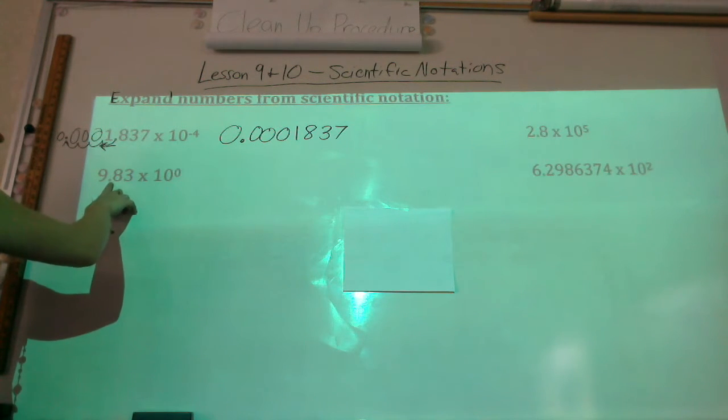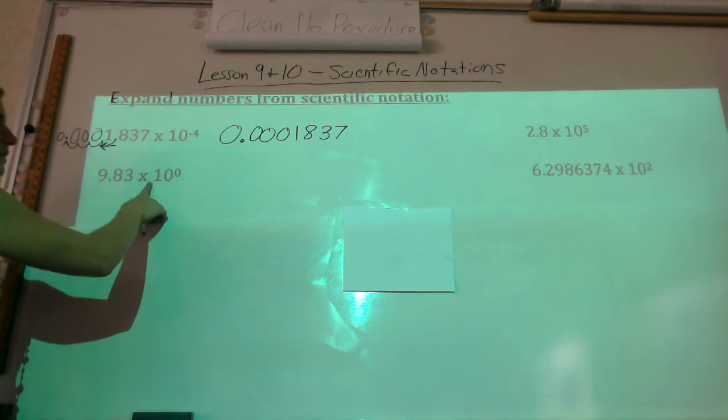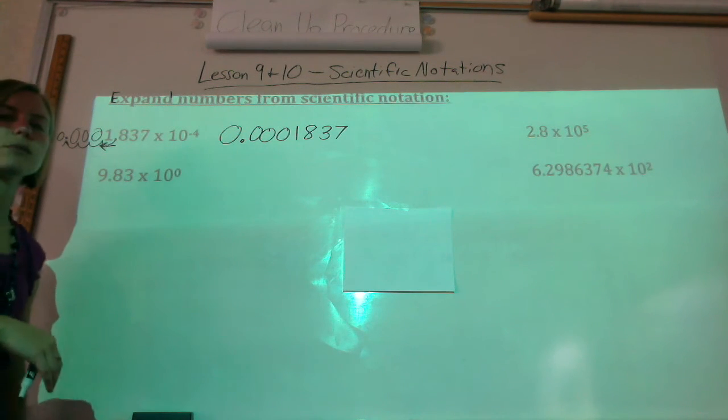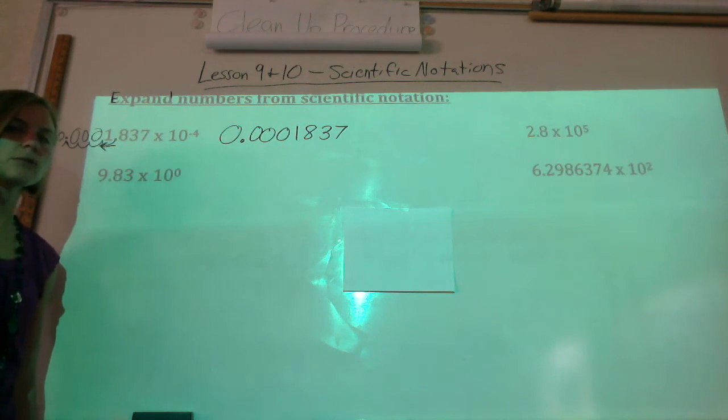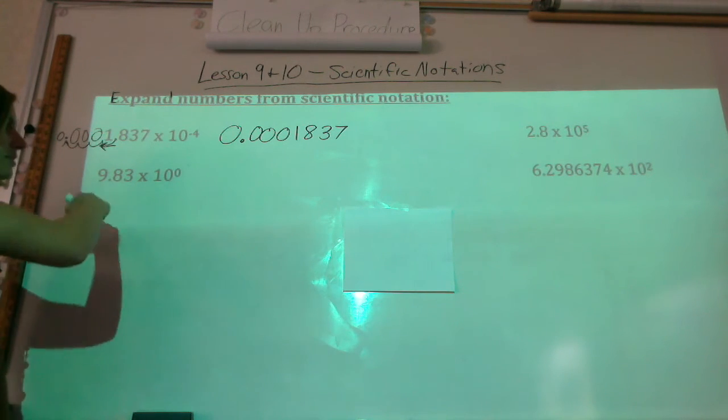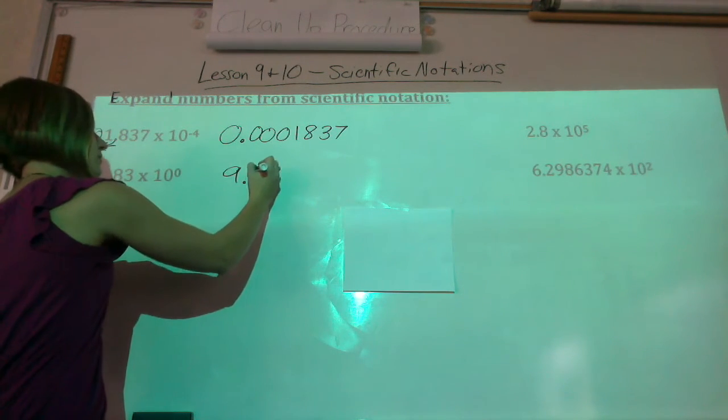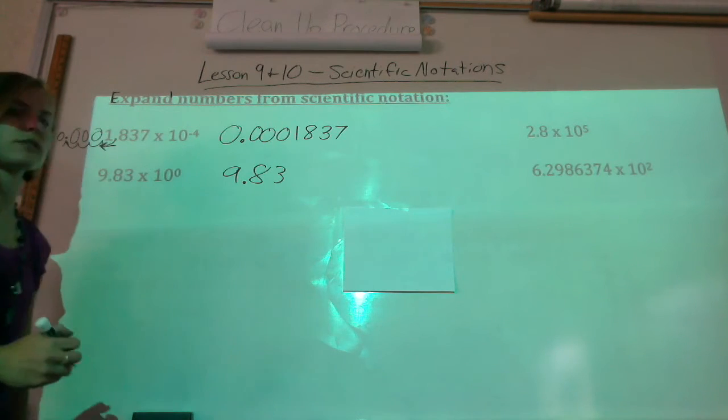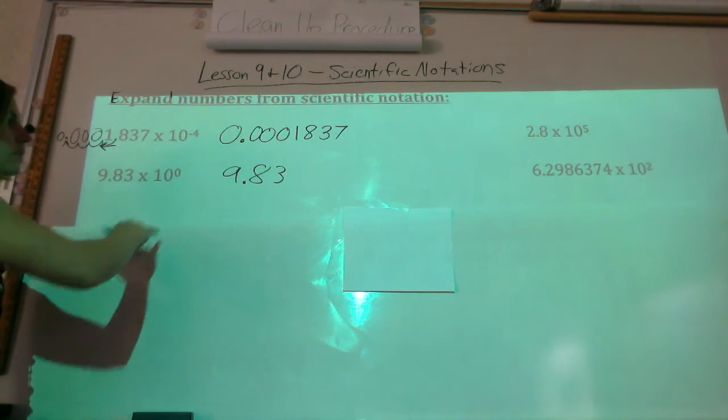Let's try this next one. We have a 9.83 times 10 to the 0. Well, that 10 to the 0 says that it moved nowhere. It didn't move at all. 10 to the 0 is 1. So this number actually is still 9.83. That is the original number. They just put it into scientific notation that way.